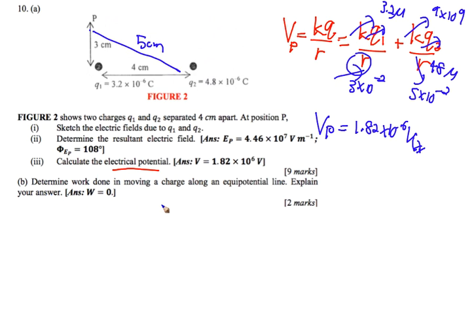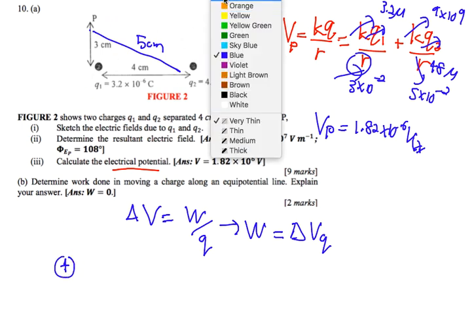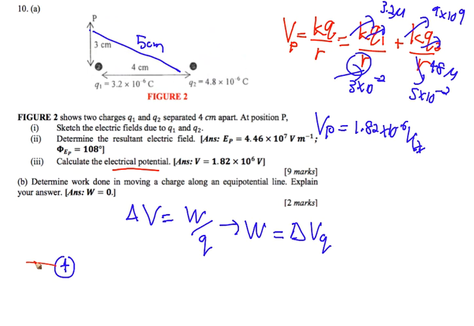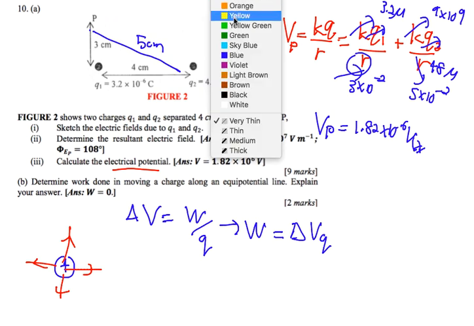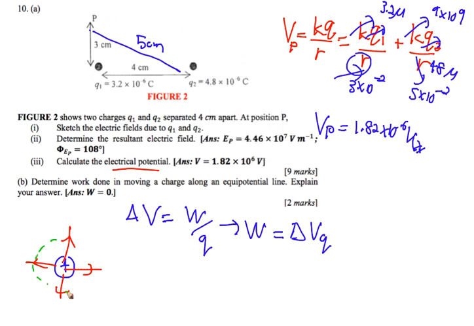And part B asks about the work done on a charge along an equipotential line. According to the equation, the potential difference V is W over Q. So if you calculate the work done, it is delta V times Q. Let's say you have a positive charge, and this is the electric field E, and this dashed line here is an equipotential surface.